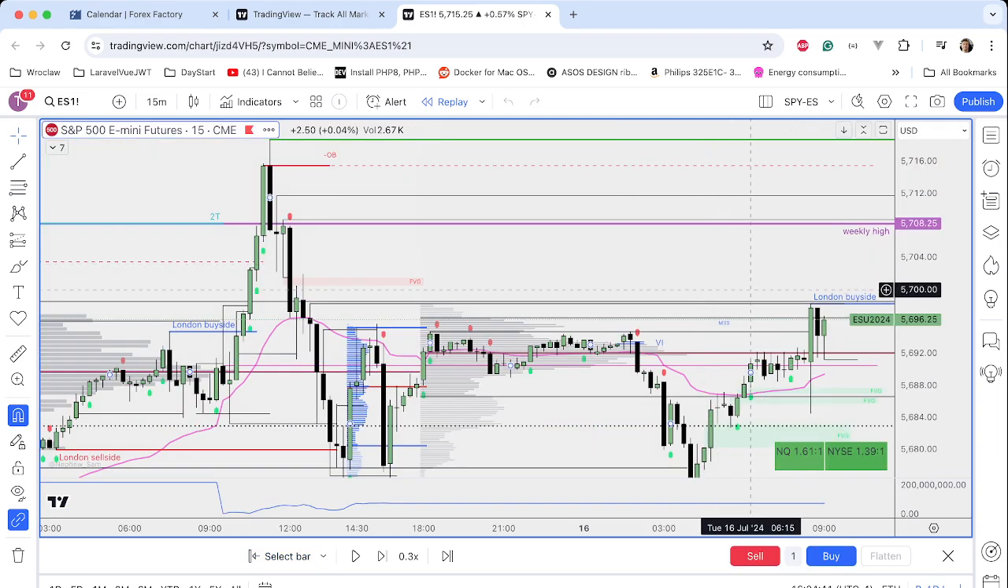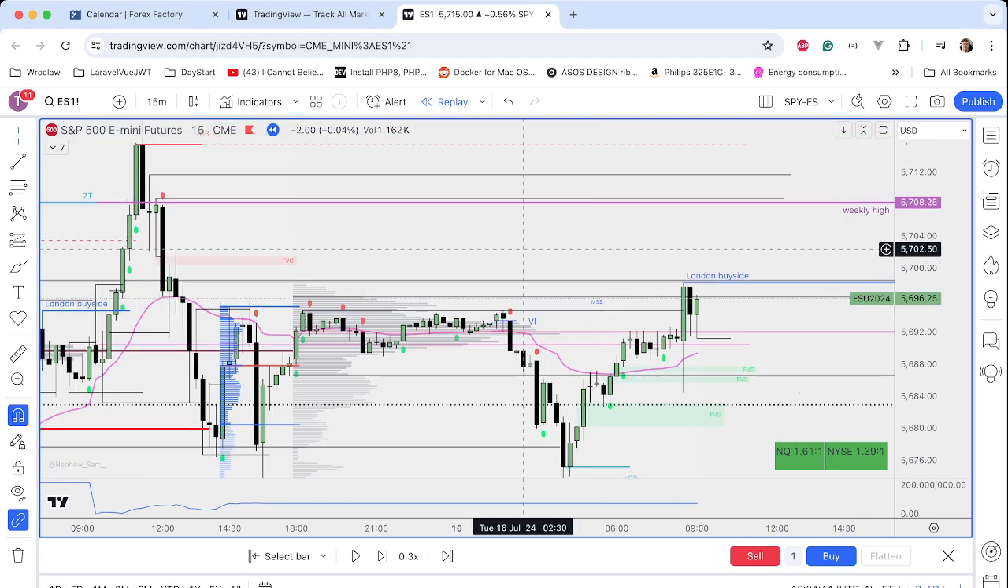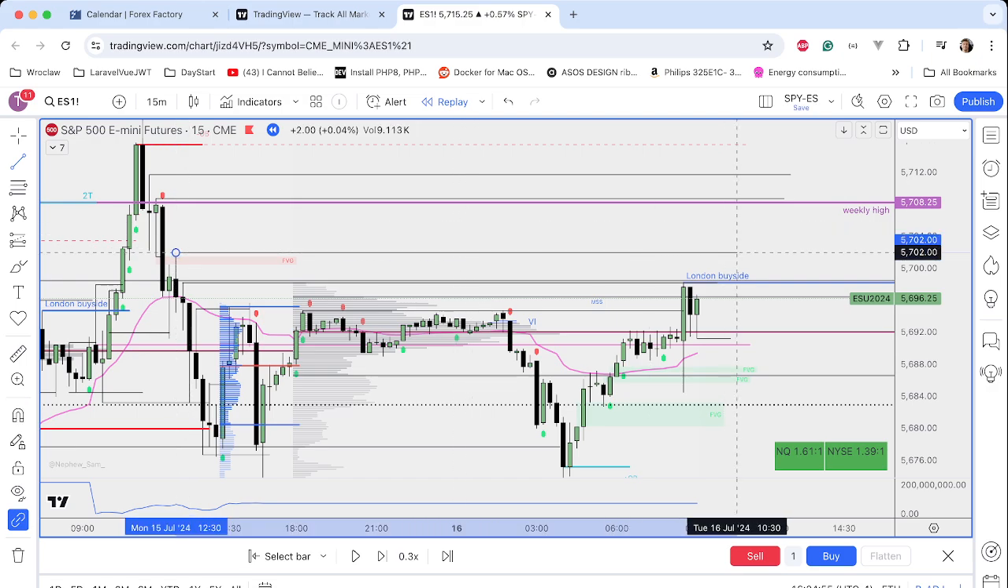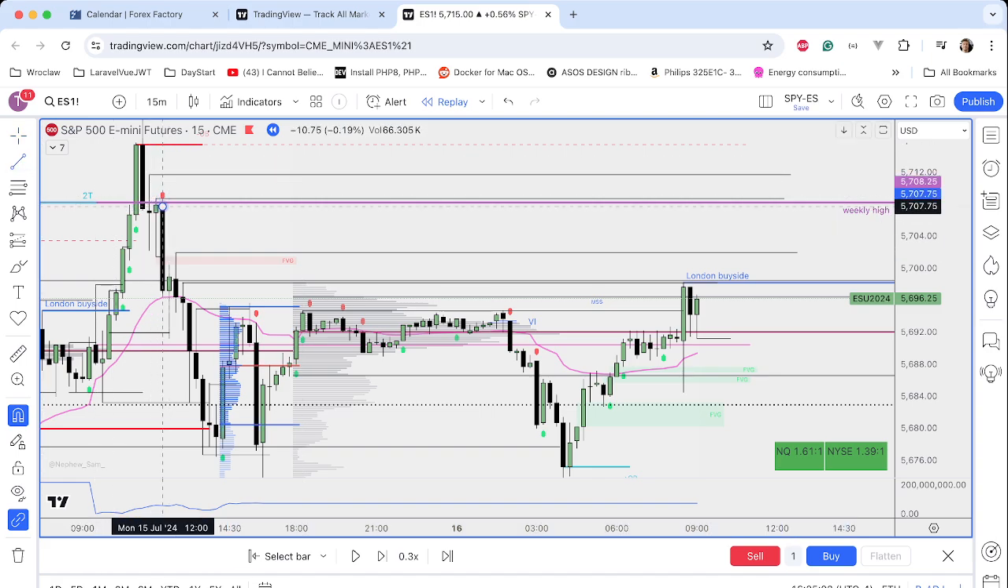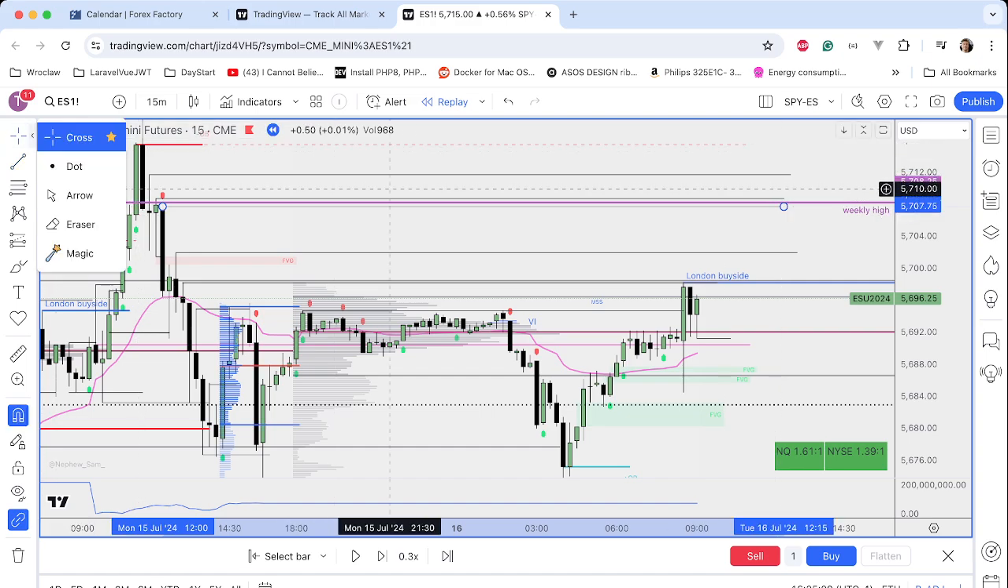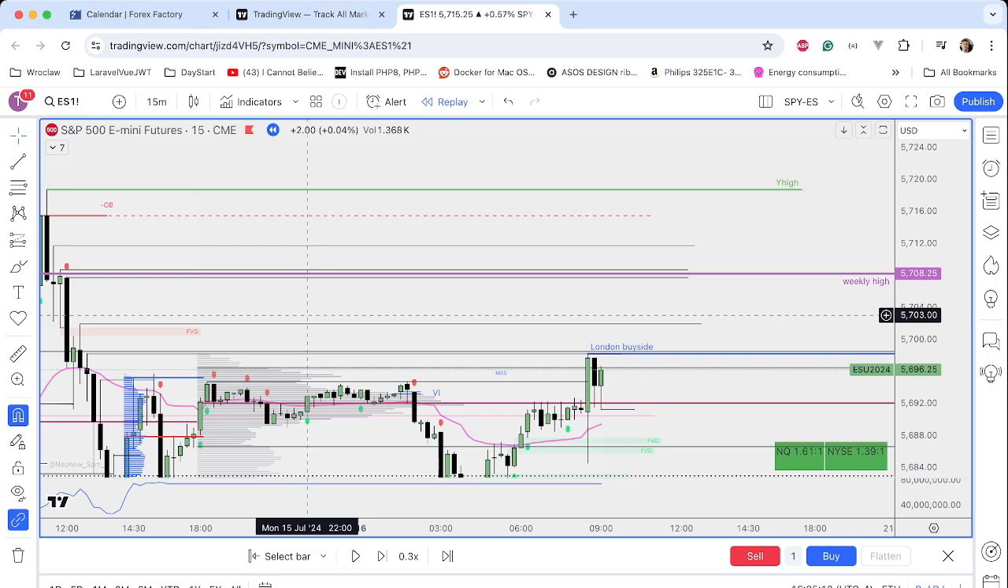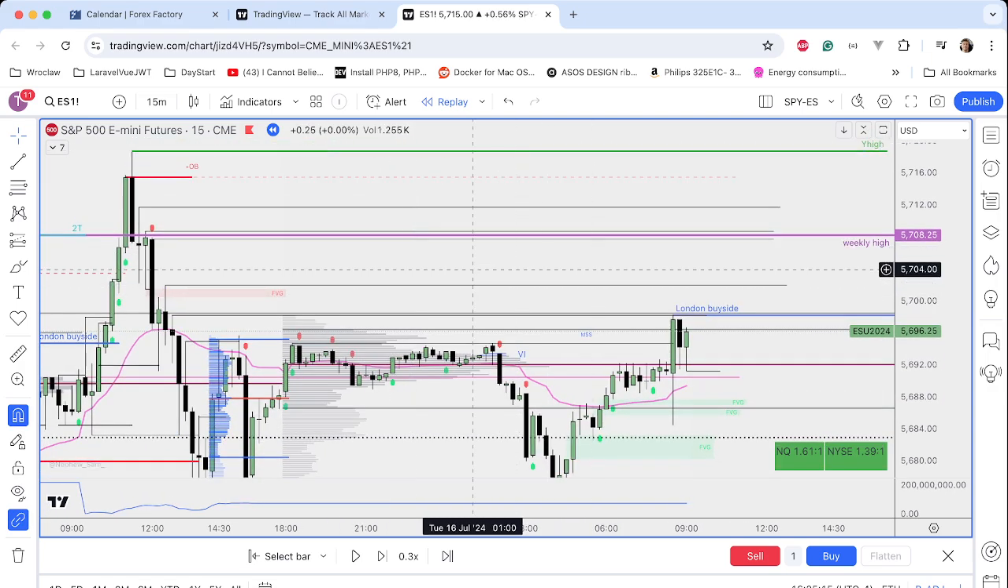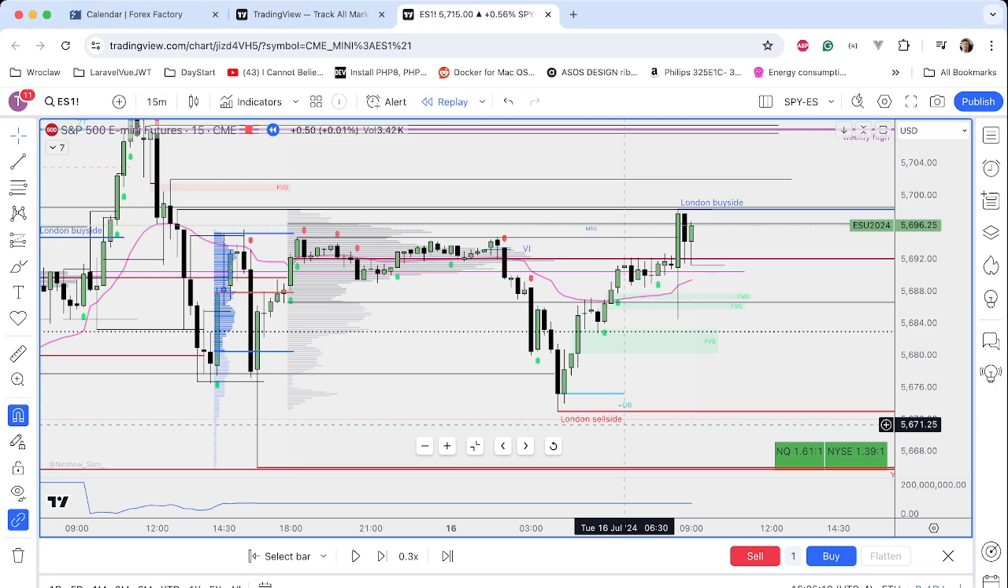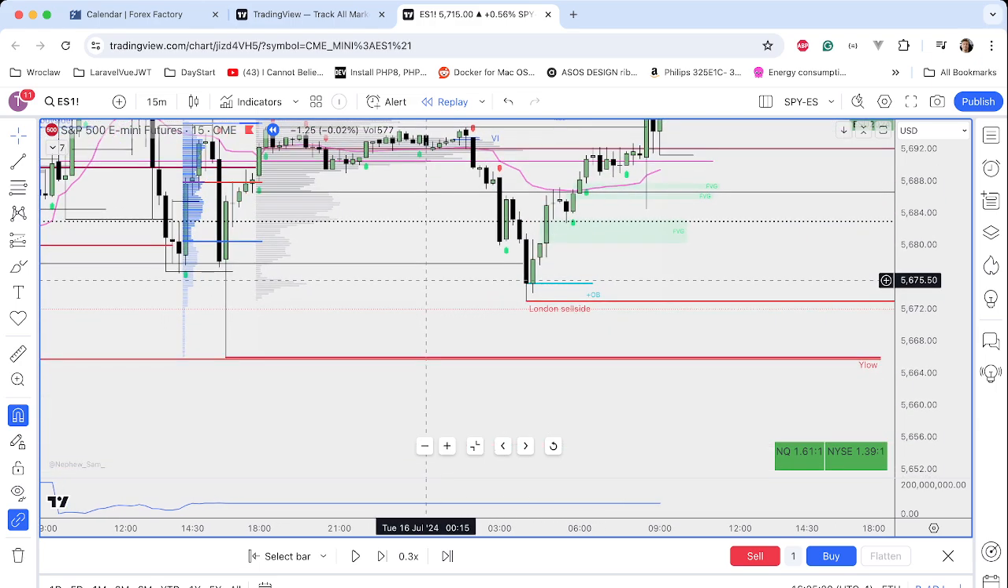And what do we see? So, this is what you see before the open. We had that liquidity up here, which has been taken out. Now we got London buy side here. We do have a little bit of liquidity to grab here, here, and here. And obviously we have yesterday's high, the green line up here, and London sell side, and yesterday's low.